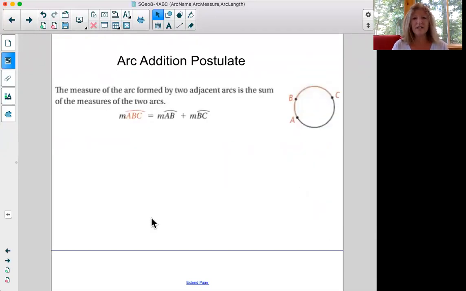If they are adjacent, then we can use the arc addition postulate, which should remind you of the segment addition postulate and the angle addition postulate we learned previously. It's the same idea. As long as there's no gap or overlap, if you have two adjacent arcs, the measurement of one arc plus the measurement of the other arc equals the measurement of the whole larger arc. So part plus part equals the whole.